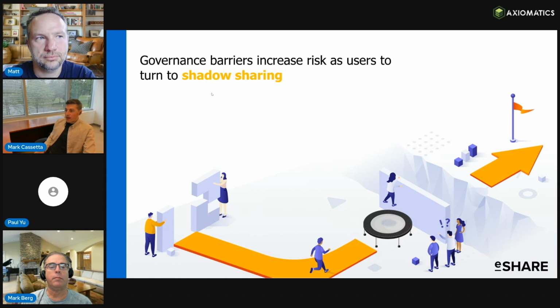What happens when we put a barrier in front of our knowledge workers? Well, we end up in a place where they find ways around those barriers, and they turn to things like shadow sharing, and often those approaches are less secure. They're certainly more expensive down the road when it comes to the need to manage all these different processes, and it often is just, from a collaboration standpoint, less efficient.